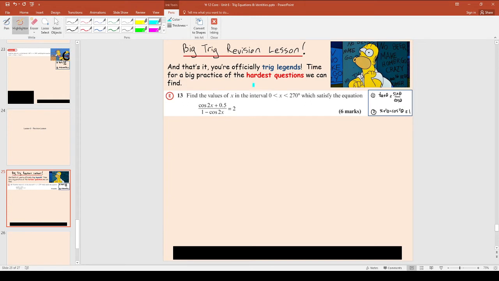Now, to start with, they've already messed up the interval, so it's between 0 and 270, but not including either 0 or 270. So it's like a strict inequality, not less than or equals to or whatever. And then they've given us this, which is a monstrosity. So what on earth do we do to solve this, my buddies?